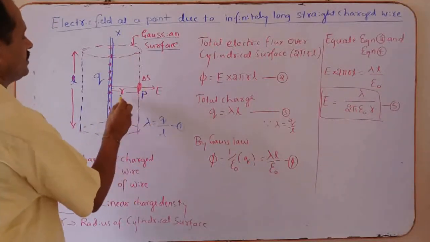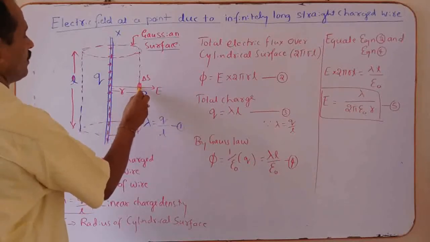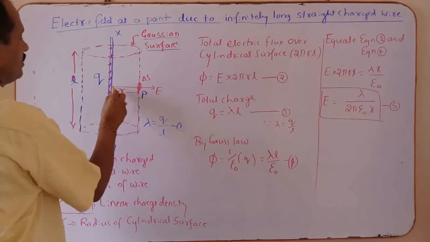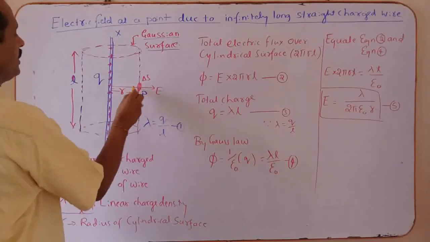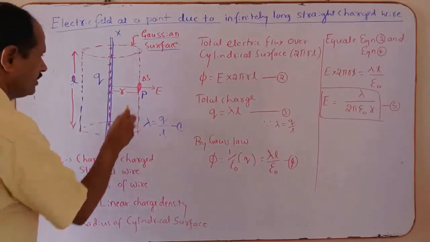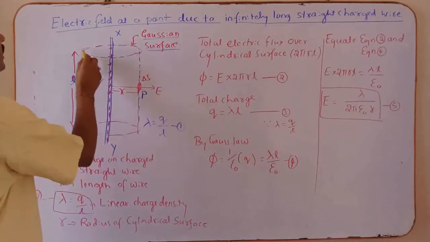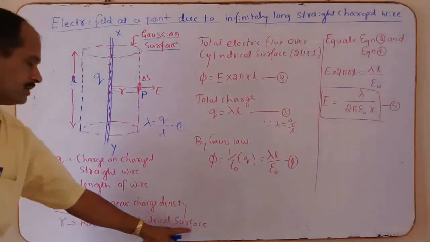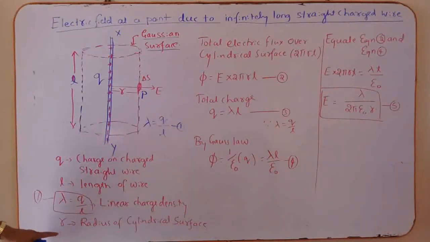P is the point at distance R from the charge. R is the perpendicular distance from the point P to the charged wire. Then you draw the cylinder. Now R becomes the radius of the cylindrical surface.